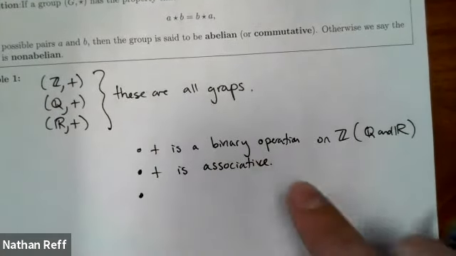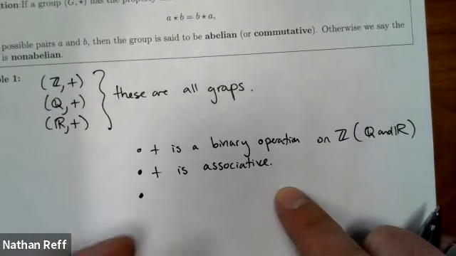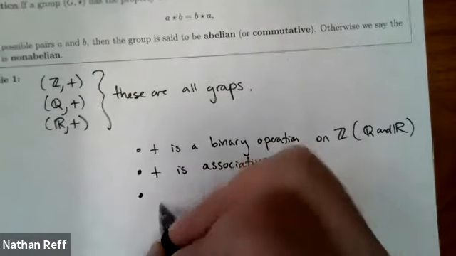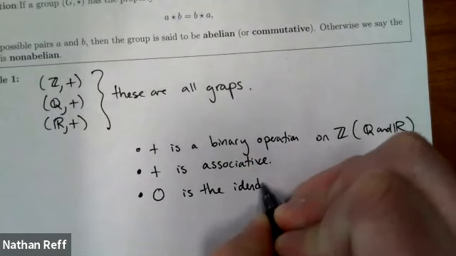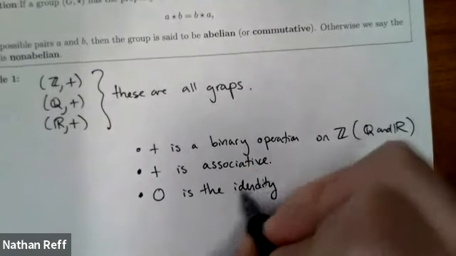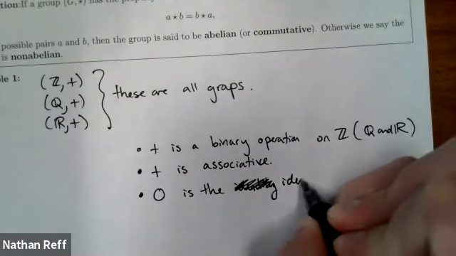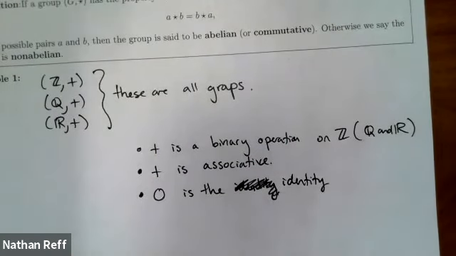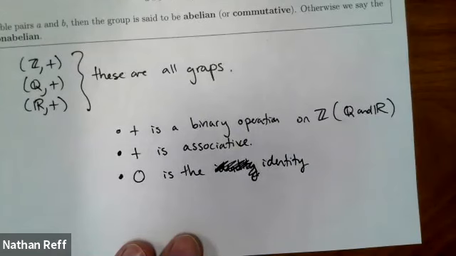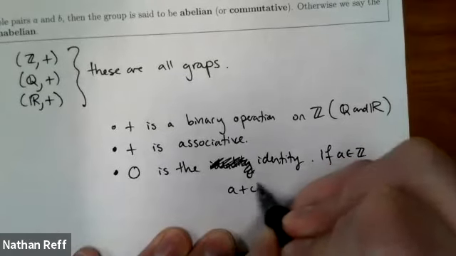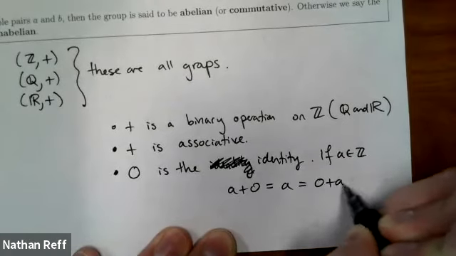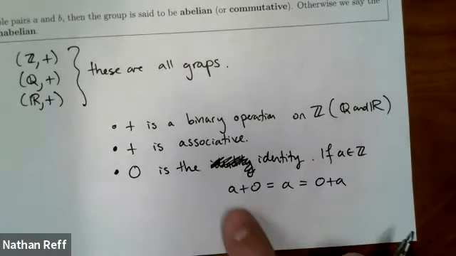Under addition, if you give me an integer, what do you need to add to that integer in order to get back your first integer? Yeah, 0. So 0 is the identity. If A is your integer, A plus 0 is equal to A, which is 0 plus A, right? So for example, if you gave me 2, 2 plus 0 is 2, right? So that's your identity. What about inverses?